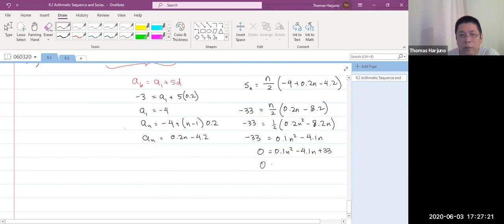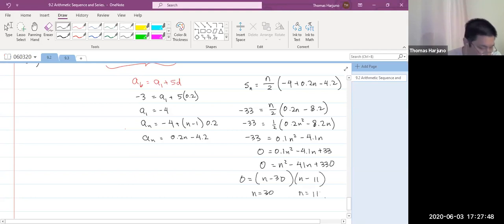You know what? Let me multiply by 10. So I get 0 equals n minus 33. Oh, is it 33 or 30? 30 times 11. n minus 6. So either n equals 30 or n equals 11. There are two possibilities. There are 30 terms there, or there are 11 terms there.